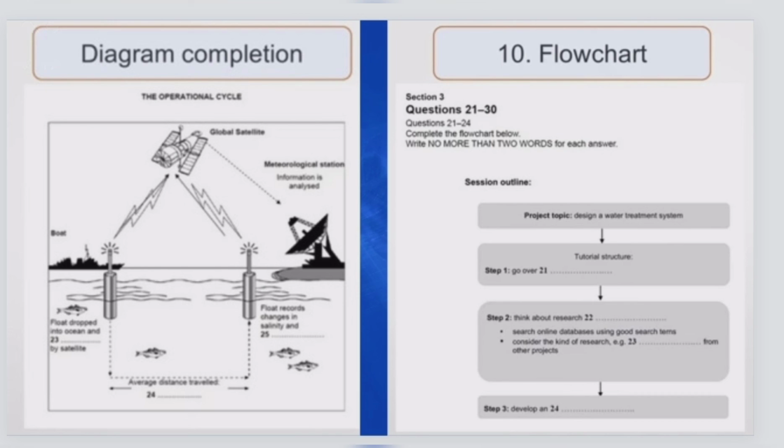The graphic in this sample question shows the 3 stages of a project to design a water treatment system. It is a part 3 question, so the recording will be a conversation between up to 4 people set in educational and training contexts. In this case, the conversation is between a tutor and an engineering student who needs help with their project.